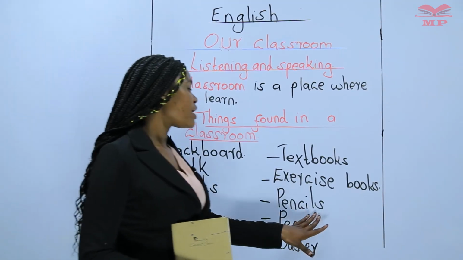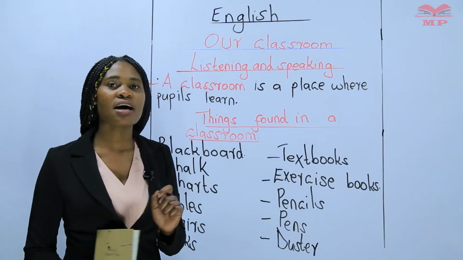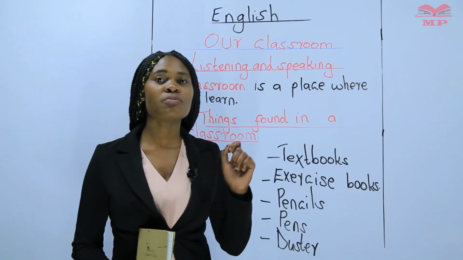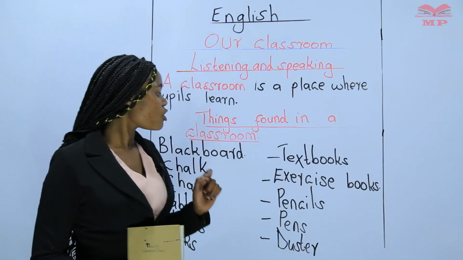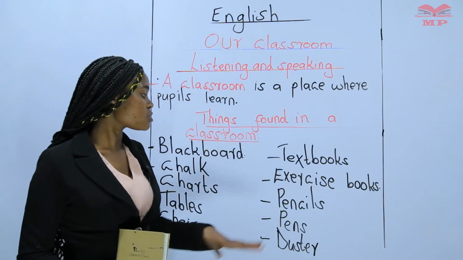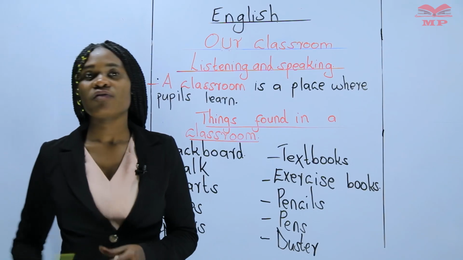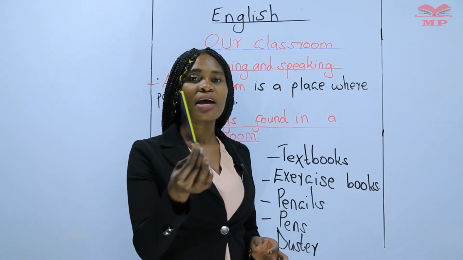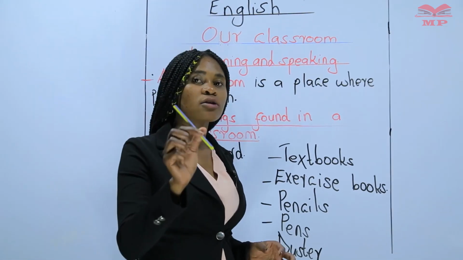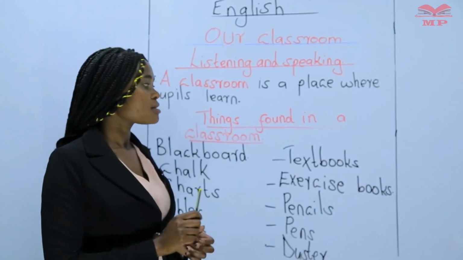Then we have pencils. There are learners who use pencils to write, while others use pens. It depends on the class that you are in, whether grade 1, grade 2, grade 3, or the other classes. So the others who use pens, I have an example of a pen here. Now this is a pen. You can use a pen to write. Mostly those learners who are in the upper classes.